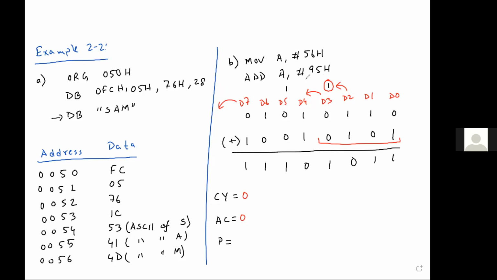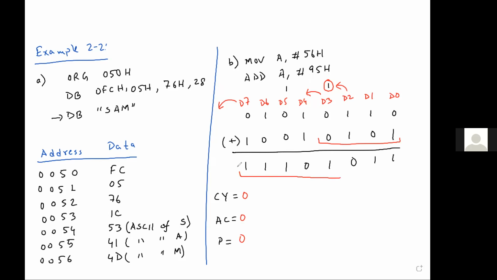Understood, sir. Okay, so the last question: what will be the value of parity flag? 1. How much? 1. Okay, why 1? Even number of ones in the result. Even number of 1s, what happens? 1 or 0? Sir, 0. Your logic was correct, but your conclusion was a bit wrong. Yes, it will be 0.